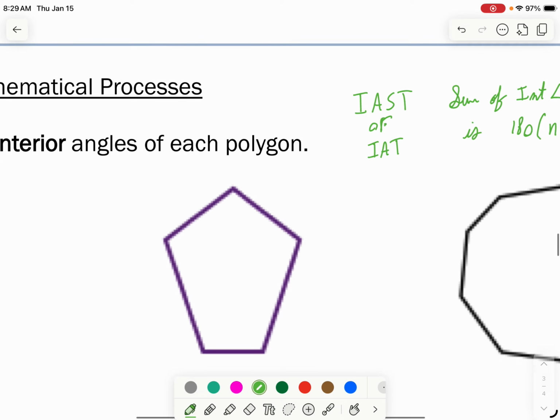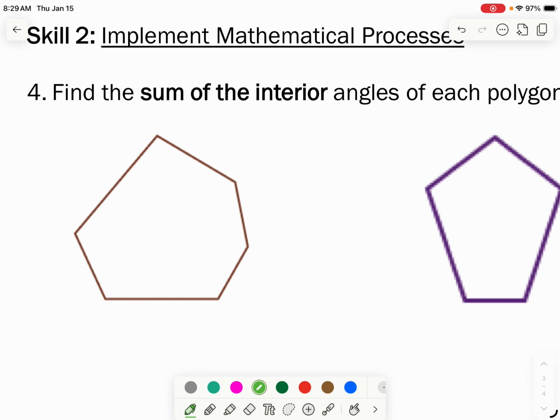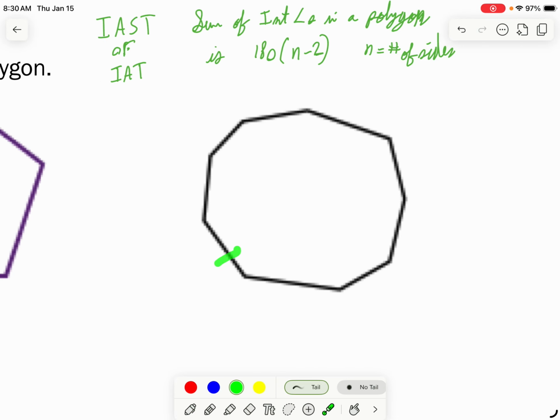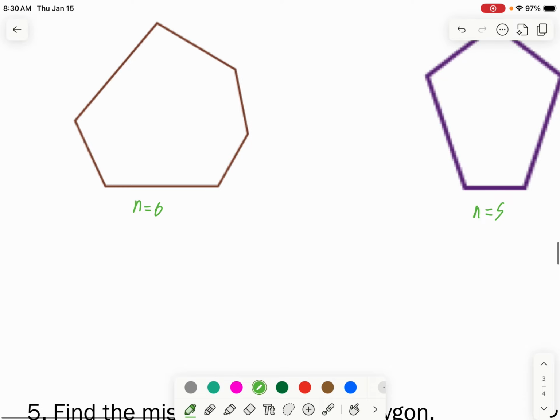All right, so if I come over here, I know that this object has 1, 2, 3, 4, 5, 6 sides. So n is equal to 6. This one, n is equal to 5. What about this one? 1, 2, 3, 4, 5, 6, 7, 8, 9. n is equal to 9. So all I got to do is use the formula, 180 times 6 minus 2. And that's 180 times 4, which is 720, I believe. 720 degrees.